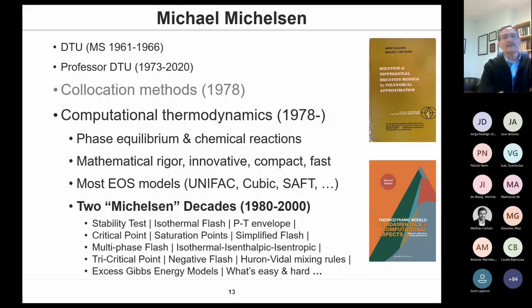It's a saddle point instead of a minimum. He worked on mixing rules for more complex systems where the conventional mixing rules were not valid. Published some important papers on the excess Gibbs energy models, and had a couple of papers just talking about what he considered to be what was easy and what was really difficult in doing these types of calculations.